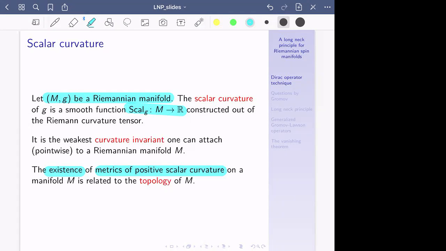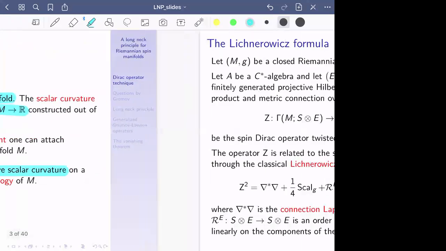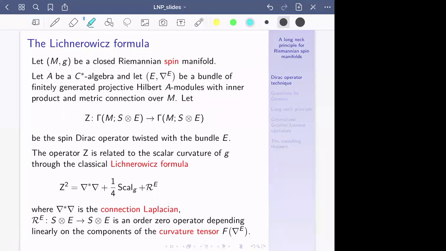So now I want to focus on spin manifolds and explain the basic principle that relates the topology of the manifold with existence of metrics of positive scalar curvature. So in other words, now we assume that our Riemannian manifold is endowed with a spin structure. So remember that in this case, there is a canonically associated Dirac operator.